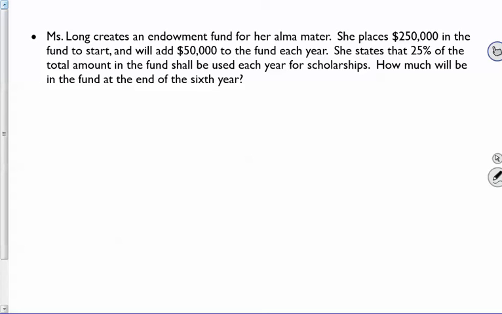All right, so there's a few things here. First off, she's going to use 25% for scholarships. So really, the next term is 75% of the previous term. And it says she will add 50,000 to the fund each year. So it's the previous year times 75% plus 50,000, right? And then you can do a table.